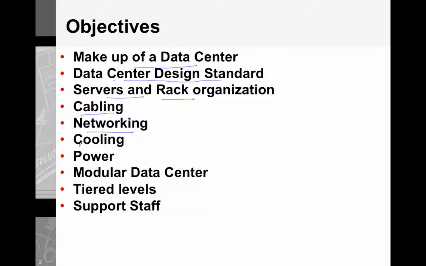Then we'll also look at cooling, which is another very important aspect of a data center. All this different hardware that's running generates a lot of heat, and so you need cooling. You, of course, need power for cooling and to power up the machines. Then we look at containerized or modular data centers, which are some modernized data center technologies. Then we look at several tiers of data centers. And then support staff, which is another very important aspect of data center management.